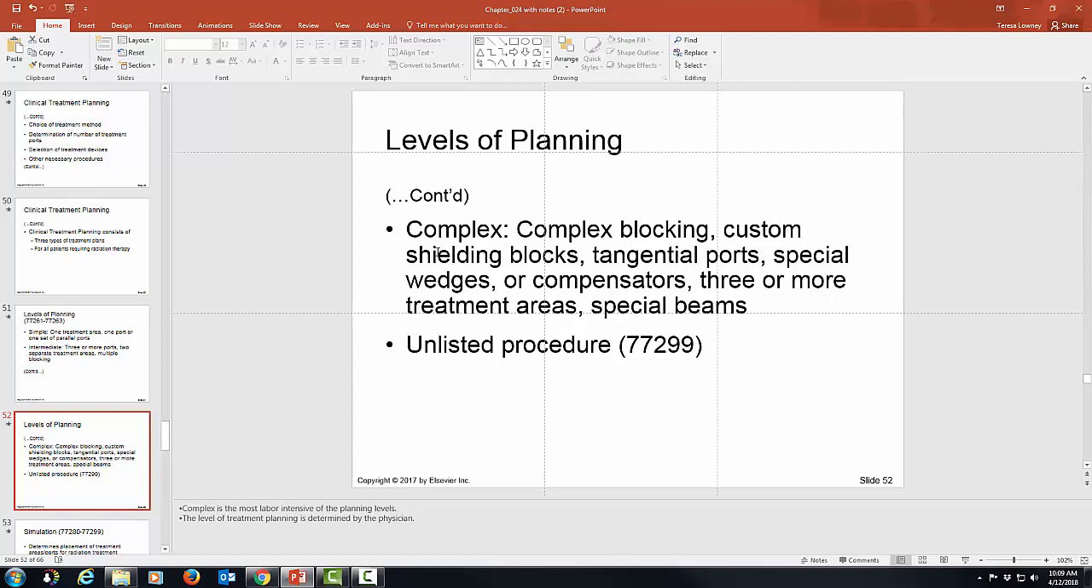Complex is, of course, the most labor-intensive of the 3 levels of planning, and you have to have great documentation to show all of this. Most commonly, this level of planning is in children, because we need to shield block parts of their body. There's just lots of things that have to go into this. If it's an unlisted procedure, 77299, go back to your provider and say, I need more information.